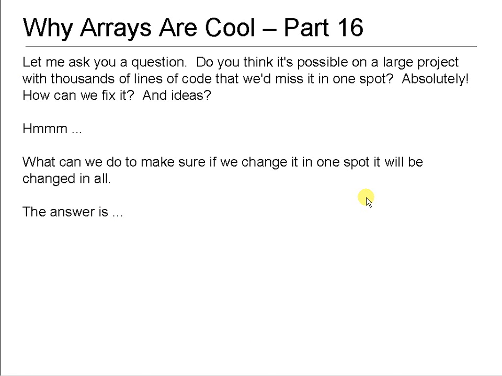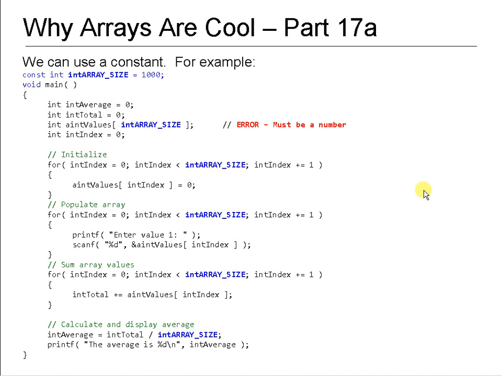What can we do to make sure if we change it in one spot, it will be changed in all spots? The answer is, how about a constant? So up top in our code, in our constant section, we say constant int array size equals 100, and we use that everywhere. And then if we ever change the constant, it's great. However, because this is C, we got a problem.